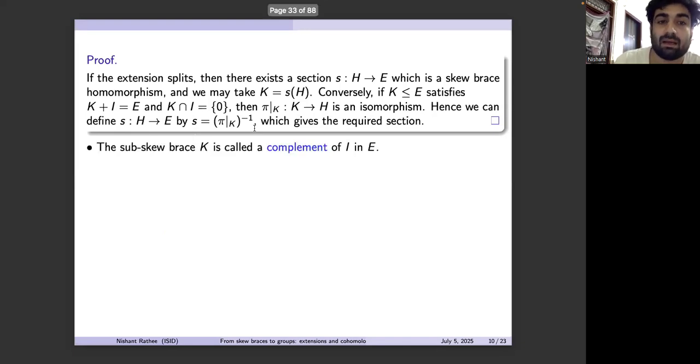Such a sub-skew base K is called a complement of I in E. This is very similar to group theory: a skew base extension splits if and only if there is a complement of I in E.